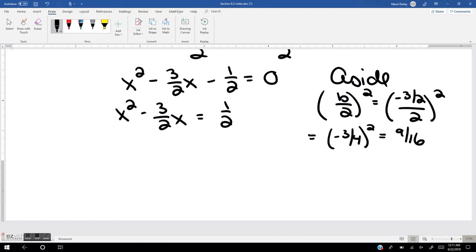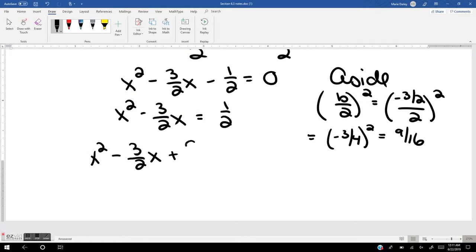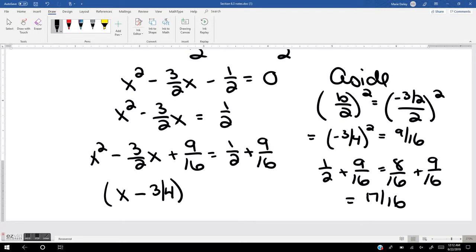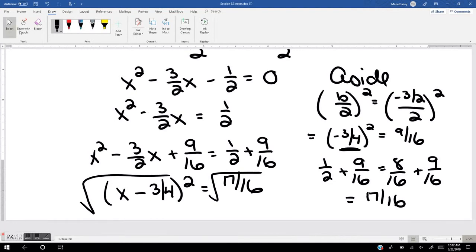Okay. So adding that then to both sides, it's going to be then x squared minus 3/2 x plus then 9/16 equals then 1/2 plus 9/16. Now 1/2 plus 9/16 is the same thing as 8/16 plus 9/16, which is then 17/16. And of course, factoring then the left-hand side, remember that's going to be our b over 2 term, and then of course, taking the square root of both sides.